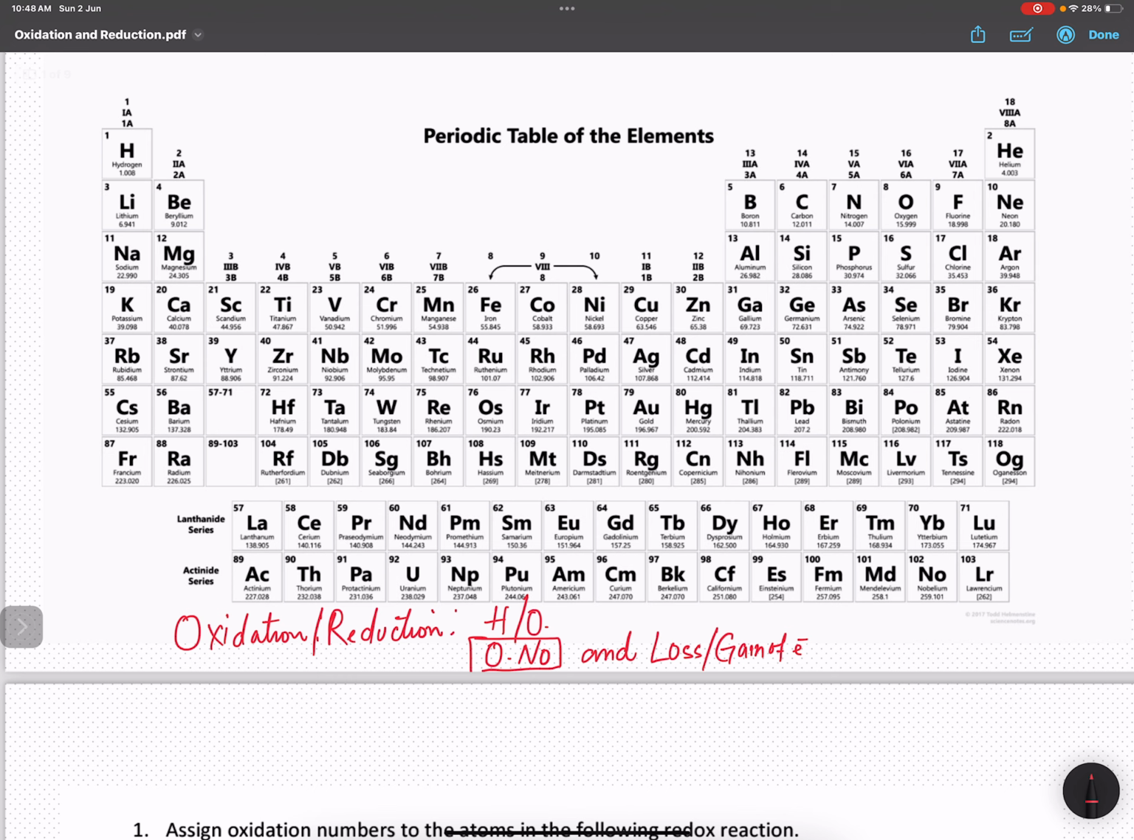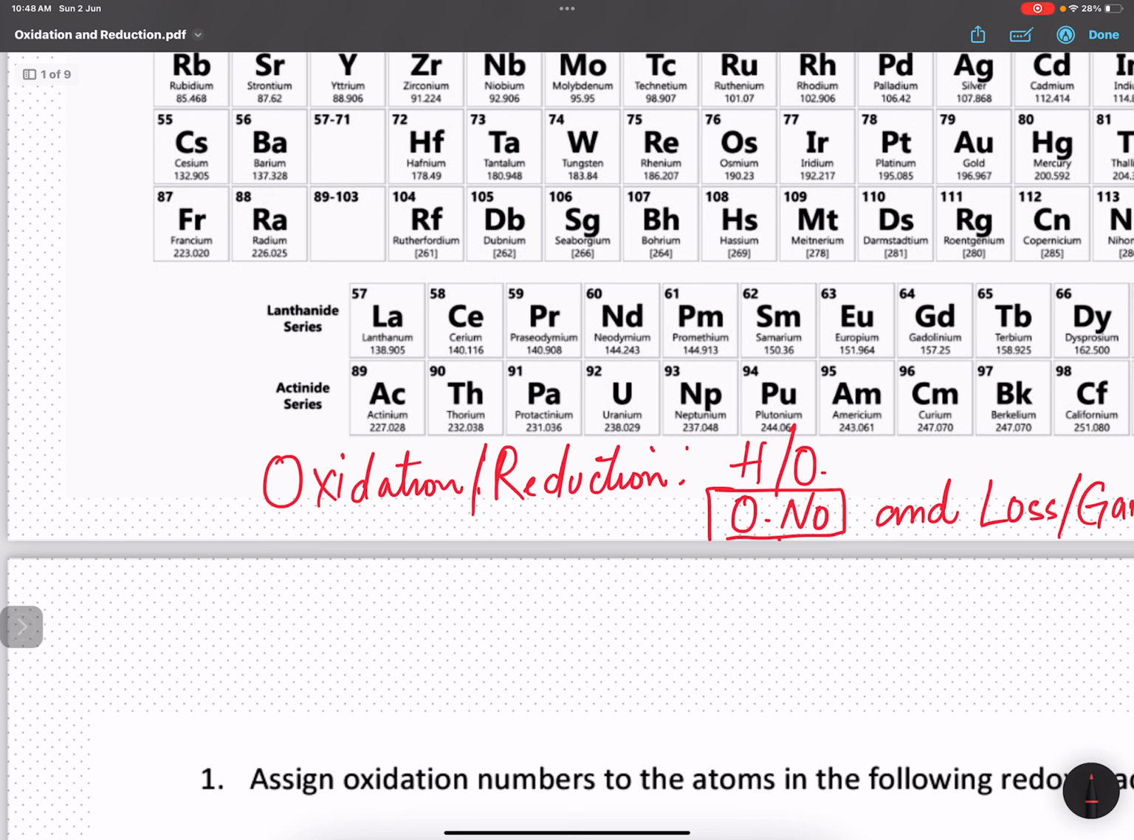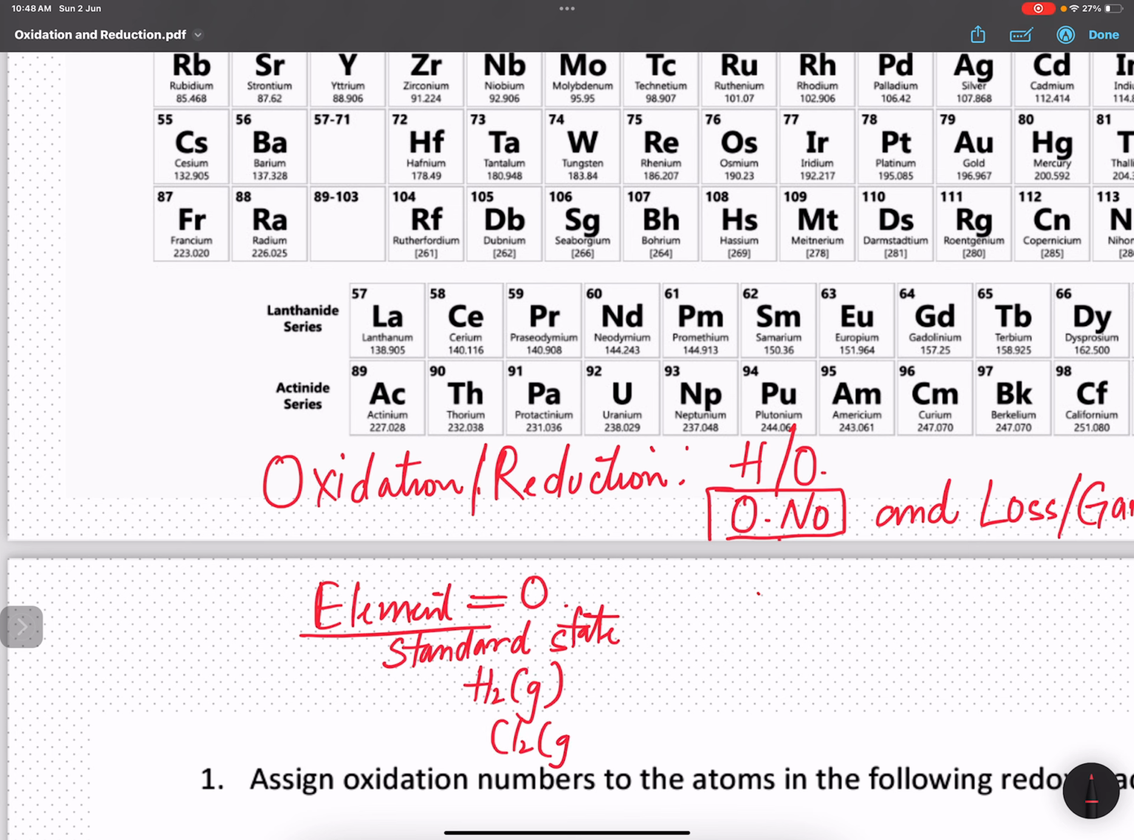For an oxidation number, you need a periodic table, which will be provided to you. Before that, remember any element will have oxidation number as 0 in its standard state. Standard state means hydrogen will exist as a gas, chlorine is a gas, iodine is a solid, any metal except mercury will be a solid, so their oxidation number will be taken as 0.